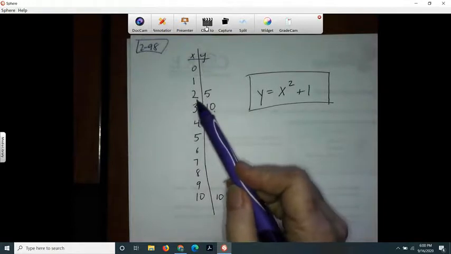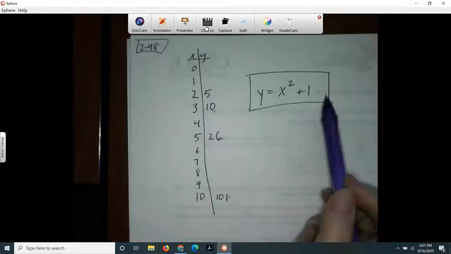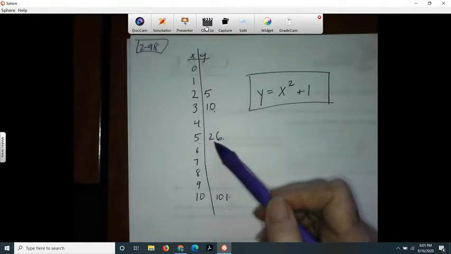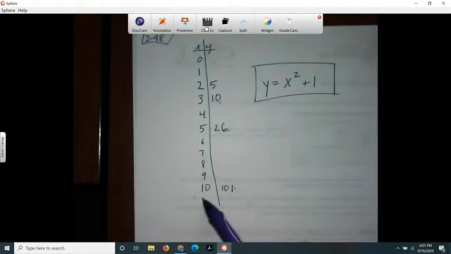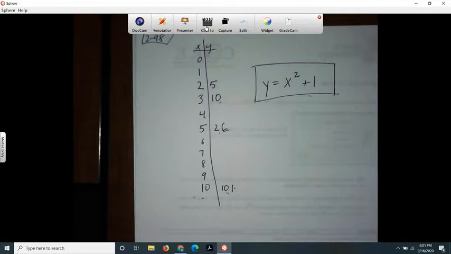2 squared plus 1 really does equal 5. 3 squared plus 1 does equal 10. 5 squared plus 1 equals 26. 10 squared plus 1 is 101. So this is the rule right here. It's the equation. And I think that's all they wanted.